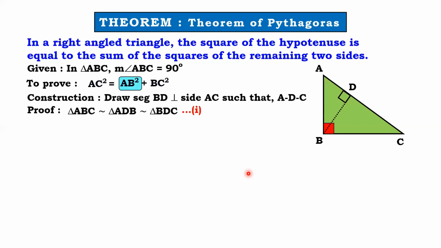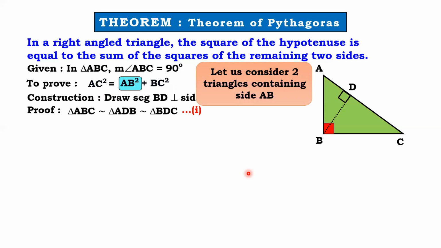So let us consider two triangles containing side AB. Tell me, the two triangles with AB: first triangle ABC and second triangle ADB. So we'll take these two triangles. Where did we get these from? From 1.